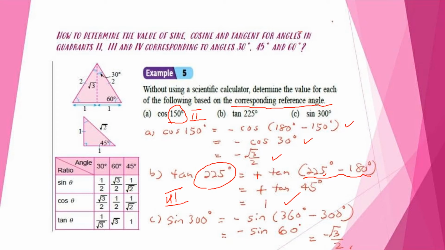Okay, C, sine 300. It's very clear that 300 is in quadrant 4. In quadrant 4, only cos is positive, sine is negative. So it's equal to negative sine of 360 minus 300. To do this step, 360 minus 300, you get your corresponding reference angle. That's why you get negative sine 60. So sine 60 from the table here is root 3 upon 2, so the answer is negative root 3 upon 2. Okay.